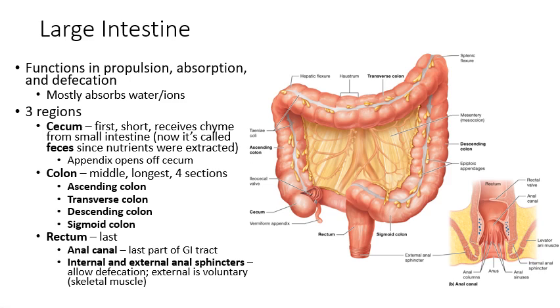The last structure, or the last organ in the GI tract, is the large intestine, which functions in propulsion, absorption, and defecation. So moving the food through the large intestine and then passing it out the other end would be defecation, and also absorption. So by the time the food gets to the large intestine, most of the nutrients have already been extracted from it. Almost all of them have been extracted. So for the most part, the only thing that the large intestine is absorbing would be water and ions.